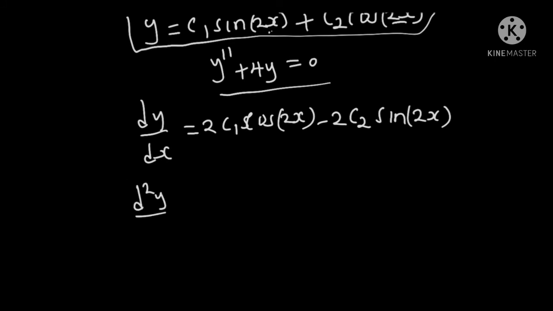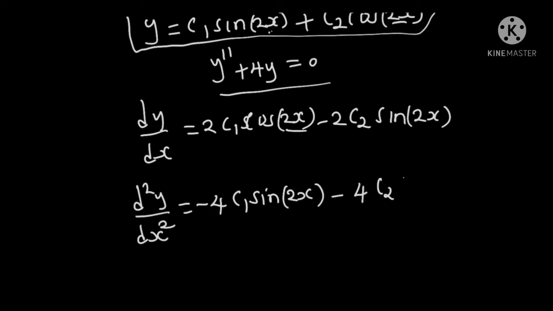d squared y over dx squared gives us, when we differentiate cosine, we get negative of sine. But again, we need to differentiate this angle. So we have minus 4 c1 sine 2x. When we differentiate sine, we get positive of cosine. Therefore, we have minus 4 c2 cos 2x.